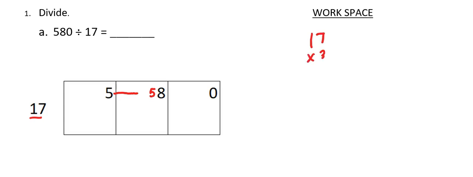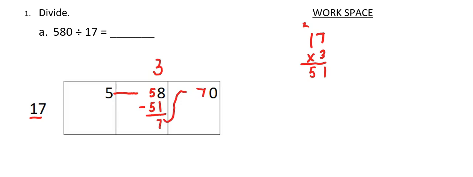So 17 times 3. 3 times 7 is 21. 3 times 1 is 3, plus 2 is 5, so 51. And 51 is pretty close to 58. I know I couldn't get another group of 17 out of that, so I'm going to stick with 51. That's 3 groups of 17. And I will subtract the 51. 8 minus 1 is 7. And I'll bring that leftover, or remainder, into the next box.